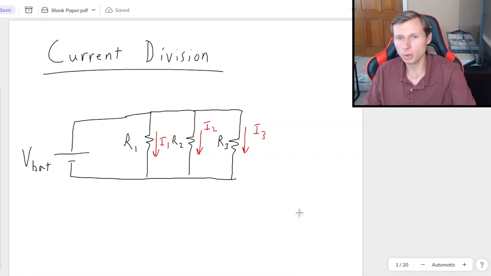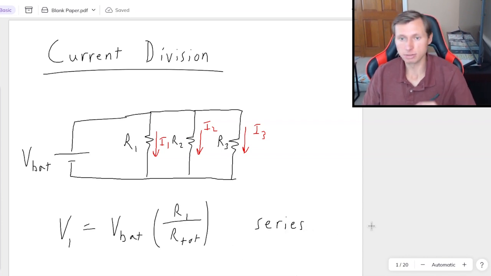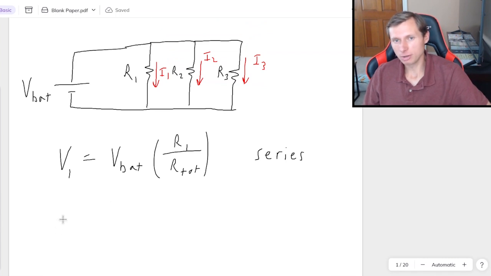But I'm going to teach you a new way, which is very similar to voltage division, but now it's current division. So if you remember, voltage division is the voltage in, let's say, resistor 1 is equal to the battery voltage times R1 over the total resistance, R total. Also, this only works for series. Voltage division does not work for parallel. So in other words, I wouldn't even be able to use voltage division for this circuit because these are all in parallel. But current division is going to look very similar.